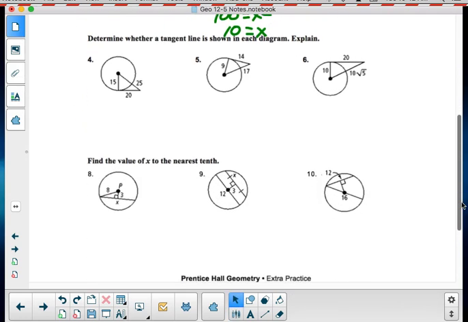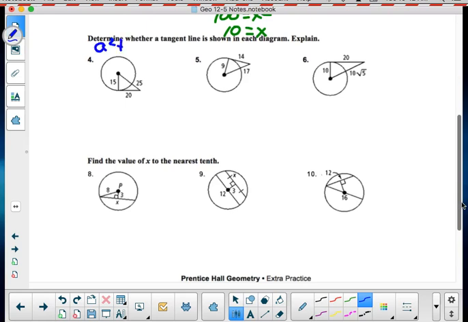In the next problems, we'll determine whether a tangent line is shown. Okay, and how do I do that? I use the Pythagorean Theorem. If it works in the Pythagorean Theorem and it's a right angle, then it is a tangent that's shown. If it doesn't, then it's not. This is the side opposite the right angle, so that's my c. And here, it looks funky, but this whole length is 25, this whole length is 17, this whole length is 10 times the square root of 5.